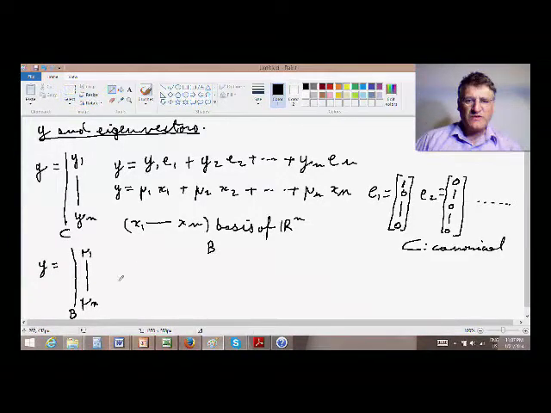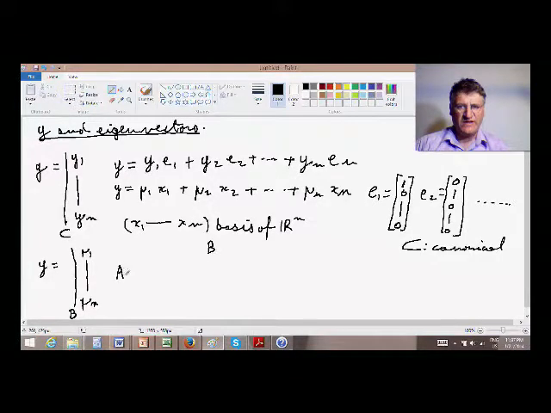Now let's look at computing A times y. So computing A times y in the basis C implies n squared multiplies and n squared adds.